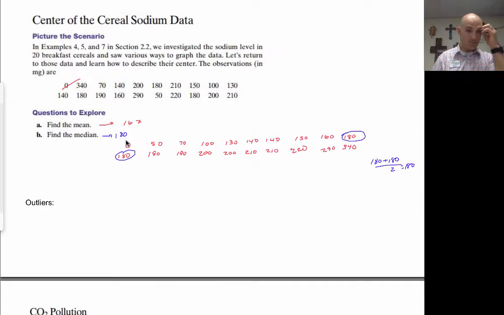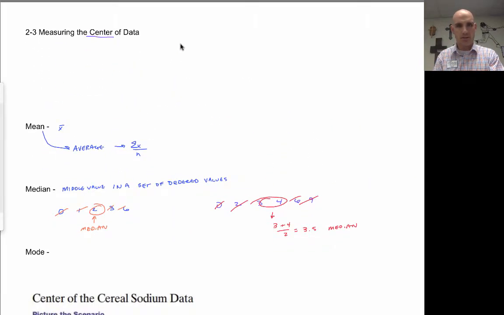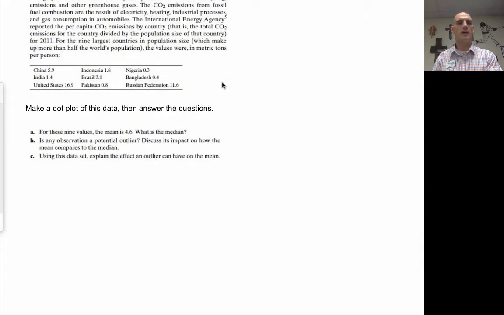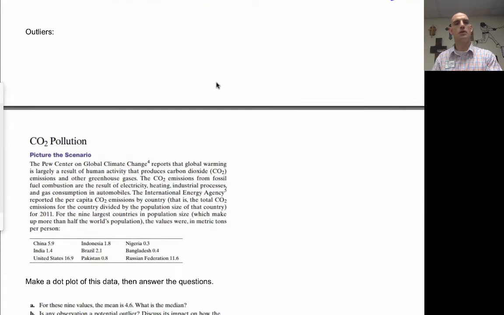All right, outliers. Outliers is another one of these things up here. So we talked about center. The big things that we're looking for, SOCV: this is shape, outliers, center, which is what we're talking about today, and this is variability, like how much does the data vary. Today we're talking about center, and then we have to have a note about outliers.